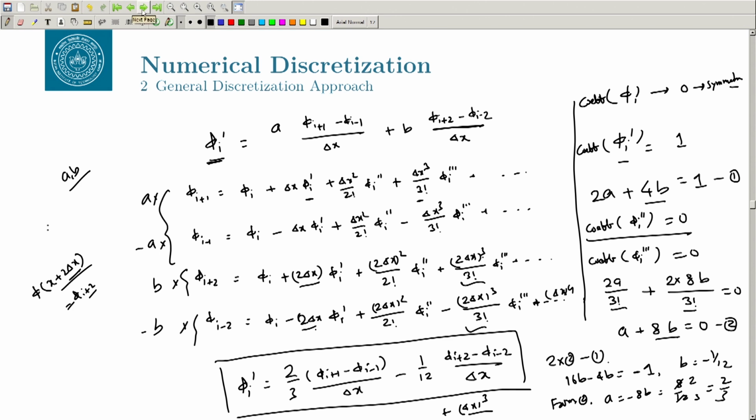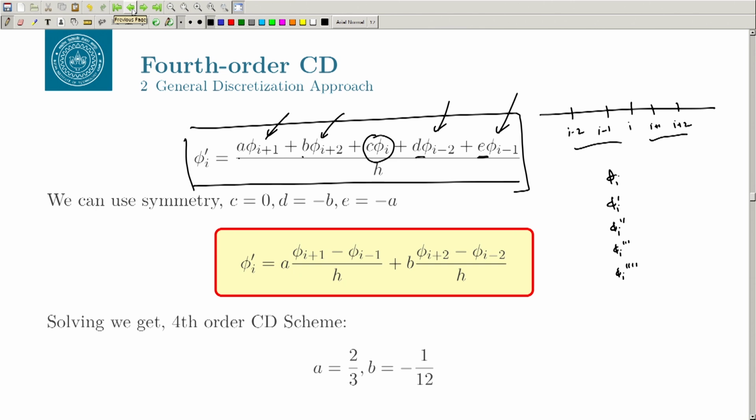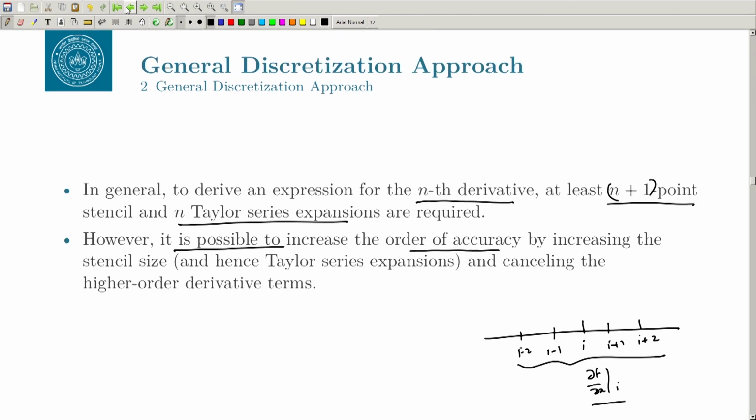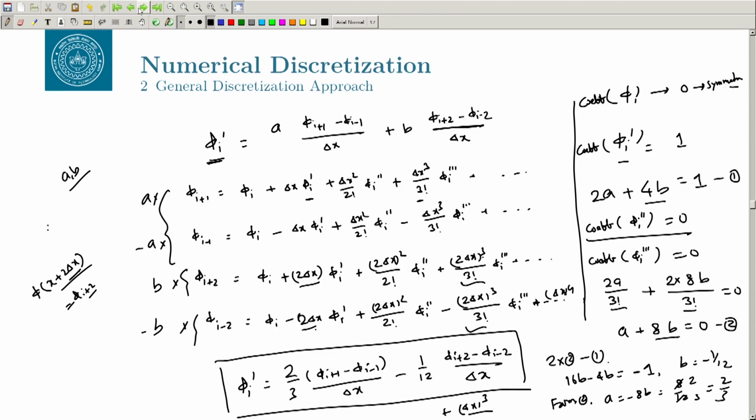So, what we did, we basically used the higher coefficients and equated them, and we increased the order of accuracy by increasing the stencil size and cancelling the higher order derivative terms. So, in this case we cancelled the third order derivative terms, right. Here we made use of that, and we got the values, right.